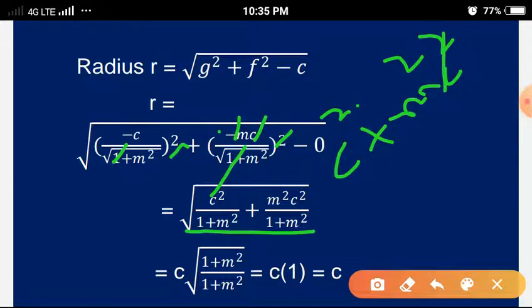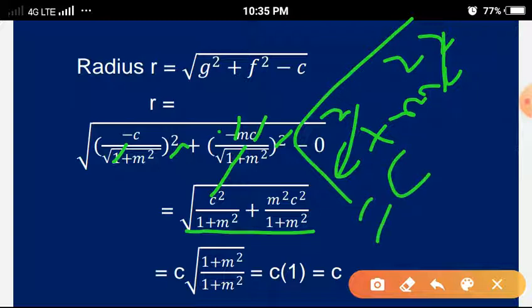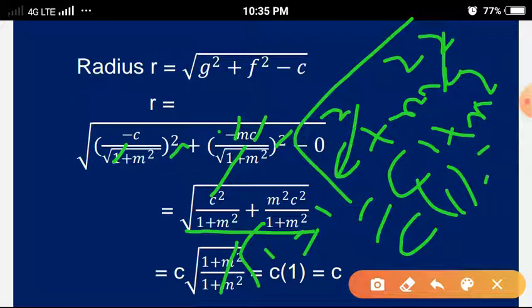By taking c square as a common, that too it will be in square root, so it will come out of the root. Then we will get c only, c into square root of 1 plus m square, with c common. Then c into square root of 1 plus m square divided by 1 plus m square. Here 1 plus m square cancel. Square root of 1 is equal to 1. Then c into 1 is equal to c. Here the radius is c.